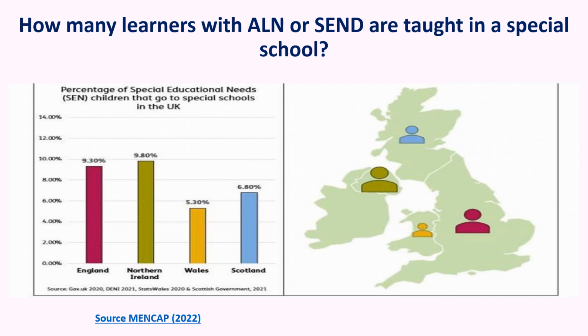So we can see there are some differences in patterns across the 4 countries. England, for example, 9.3% of learners taught in a special school. Northern Ireland, slightly higher, 9.8%. Lower in Wales at 5.3% and about 6.8% in Scotland. So what we can see is that just over 90 to 95% of learners with some form of identified need are taught in mainstream schools in the UK. Therefore, it is a minority that is taught in a special school.